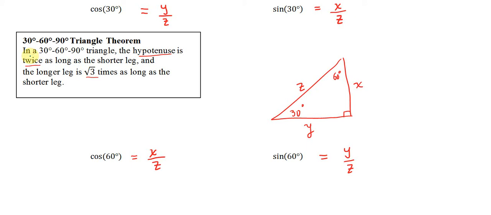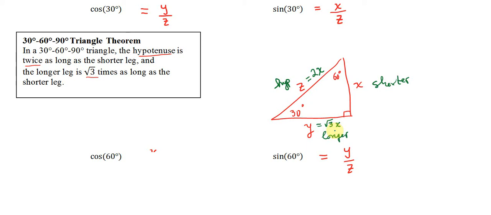So let's look at this again. The hypotenuse is twice as long as the shorter leg. Well, here's the hypotenuse. It's z. It's opposite the 90-degree angle. Twice as long as the shorter leg. So the shorter leg here is x. Okay? So that means we can say that z is equal to 2x. And the longer leg, so that's this leg here, that's y. The longer leg is opposite the 60-degree angle, is square root of 3 times as long as the shorter leg. So y here is equal to the square root of 3 times x.